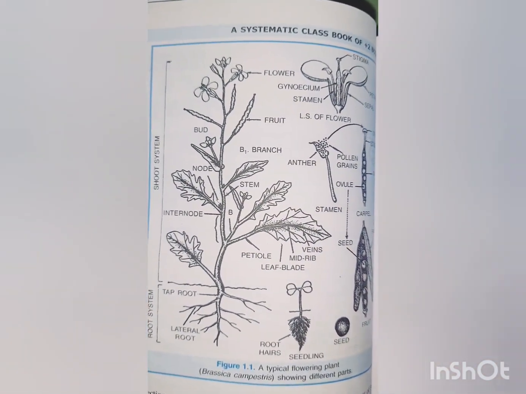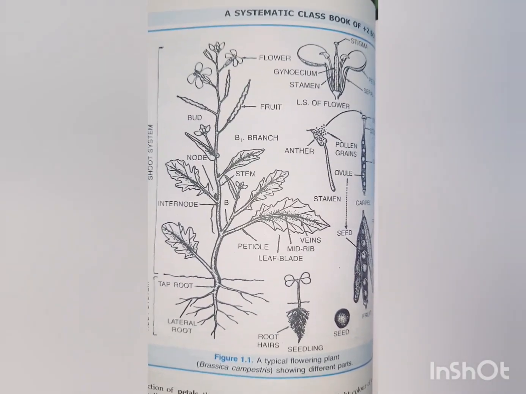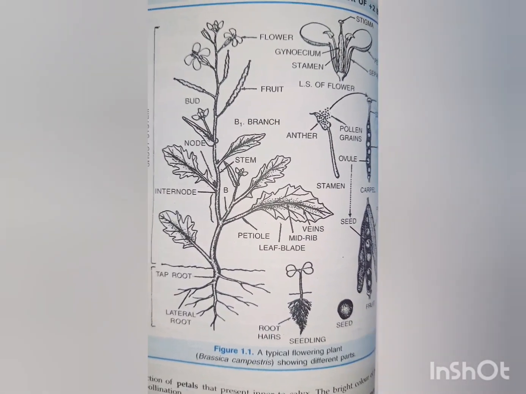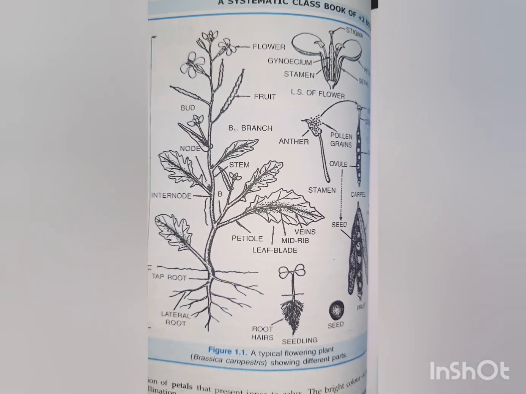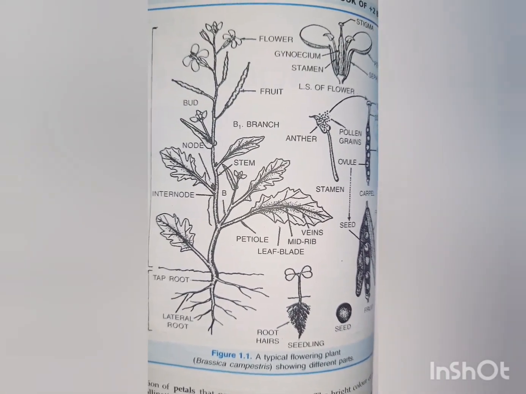I hope you really enjoyed this session. It is just a basic video about the morphology in flowering plants, typical angiospermic plants. In my next video I will discuss details about the root and different modifications of the root system.